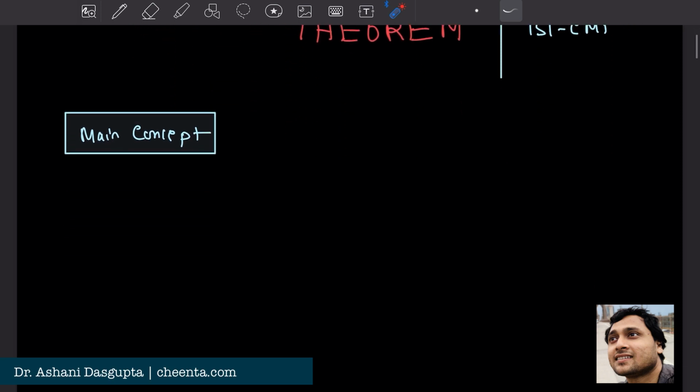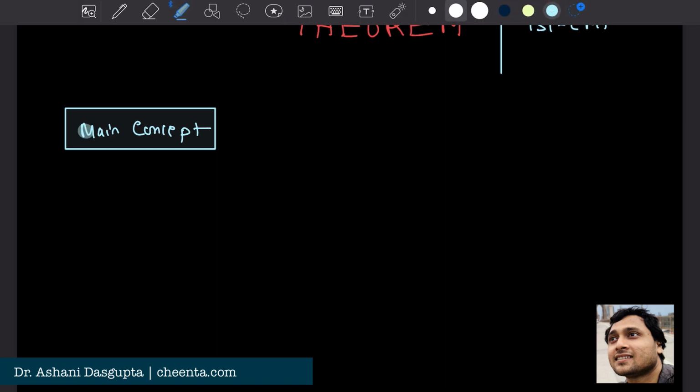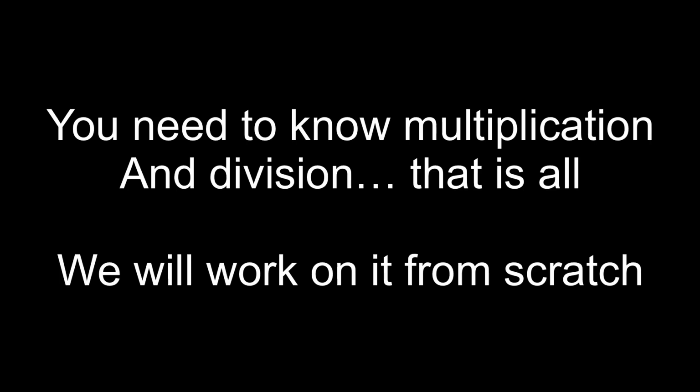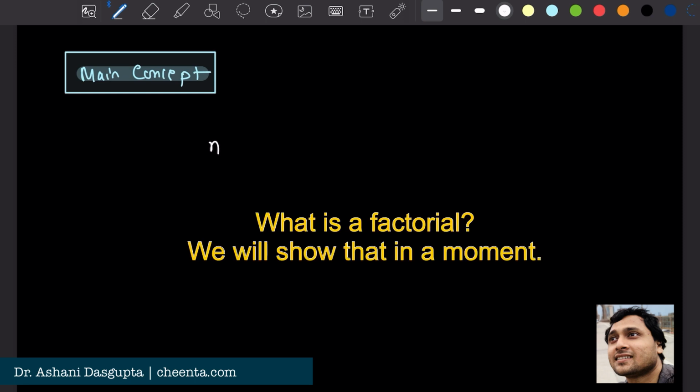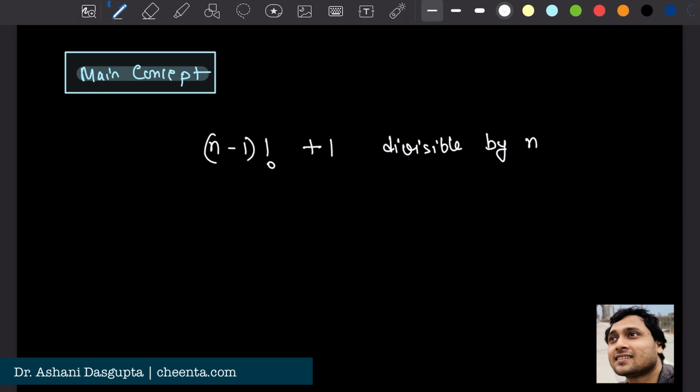So let's talk about the main underlying concept of Wilson's theorem. Suppose you have a number n such that (n minus 1) factorial plus 1 is divisible by n. What can you say about this number then? What can you say about n?